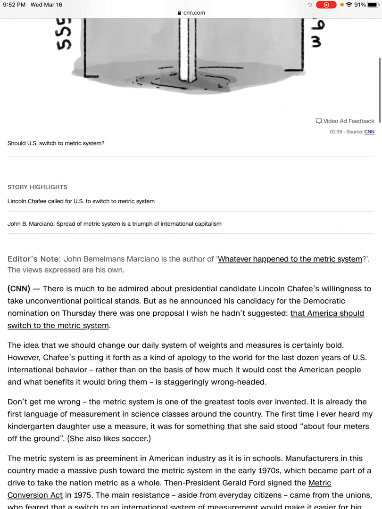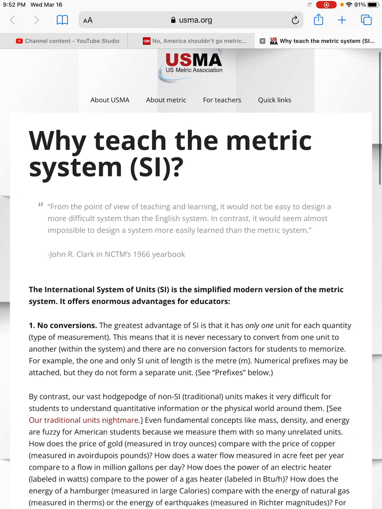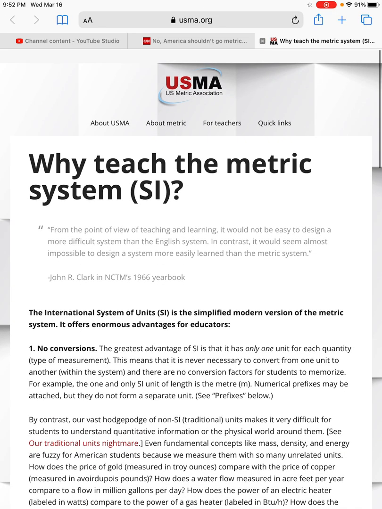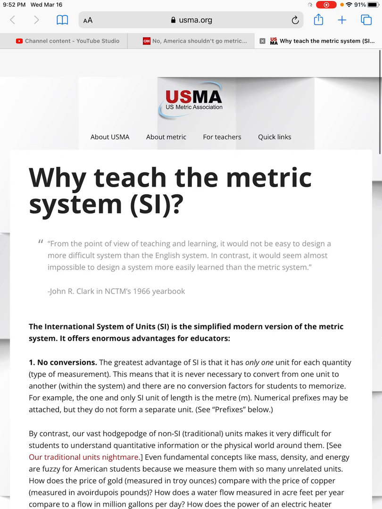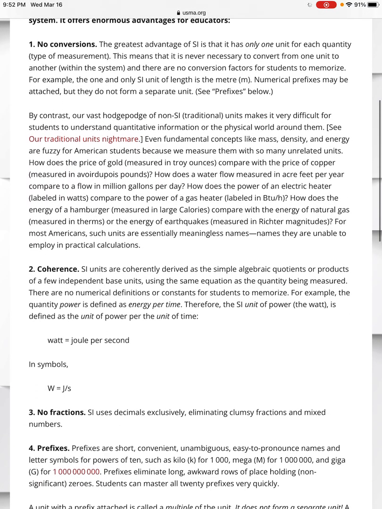And so I could read, or I'm going to read that whole article, but I'm just going to show you. So now I'm going to go into this different article. This is from the USMA Association, or usma.org. And I'm going to look at this first point. It says there are no conversions. The greatest advantage of SI is that it has only 1 unit for each quantity. This means that it is never necessary to convert from one unit to another within the system, and there are no conversion factors for students to memorize. For example, the one and only SI unit of length is the meter. Numerical prefixes may be attached, but they do not form a separate unit.